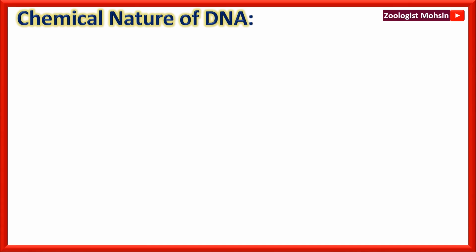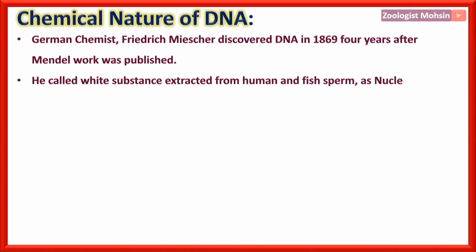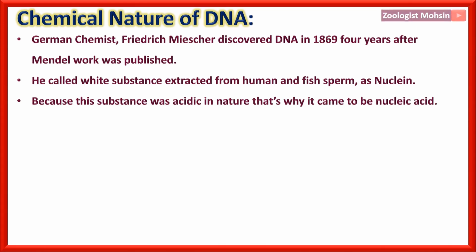Chemical nature of DNA. German chemist Friedrich Miescher discovered DNA in 1869, just 4 years after Mendel's work was published. Now please remember that DNA was actually discovered by Friedrich Miescher. He called the white substance extracted from human and fish sperm nuclein. Because this substance was acidic in nature, it came to be called nucleic acid.